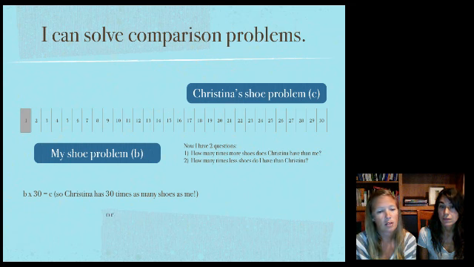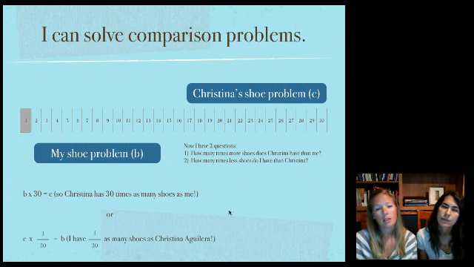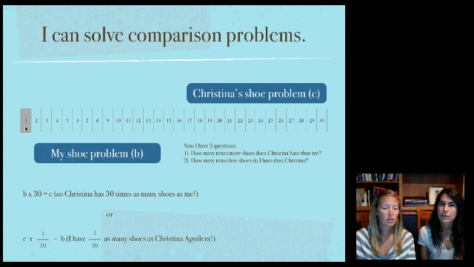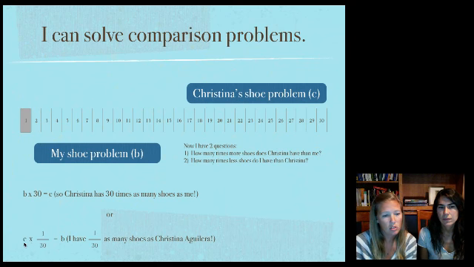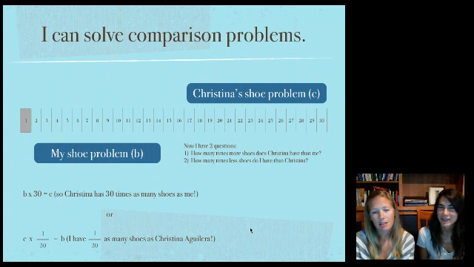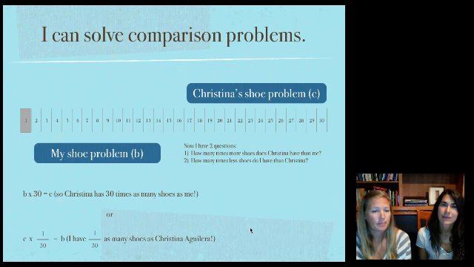Now if I'm writing it in a different way, I actually have 1/30th, it's more of a fraction. I take Christina's shoes, times the 1/30th, which is what mine represents, and that equals me. I have 1/30th as many shoes as Christina Aguilera. That is an example of a comparison problem.